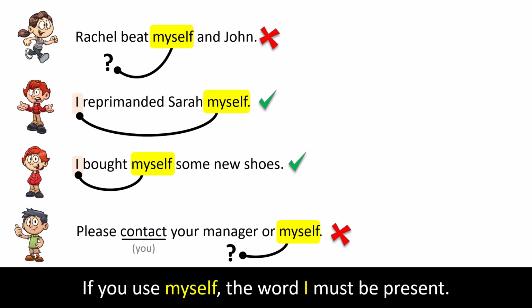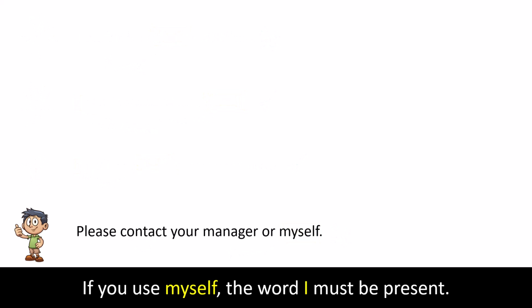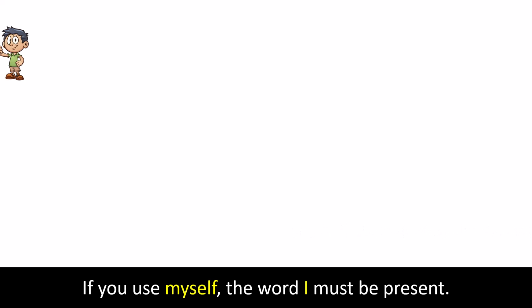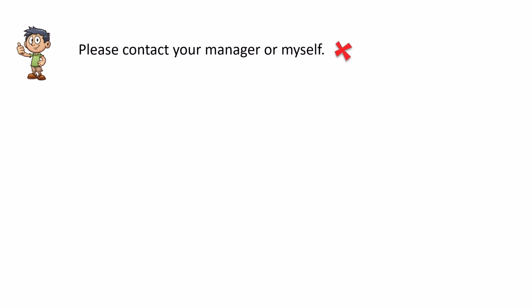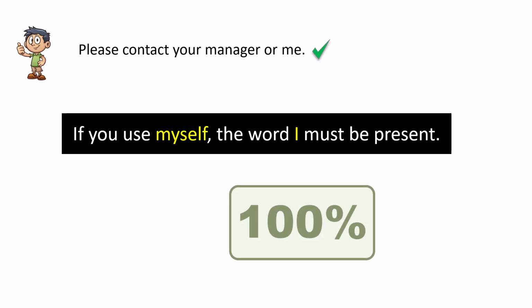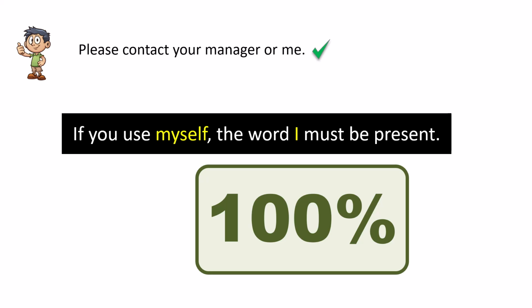Let's clear all of that. And let's correct this example. Let's take it to the top. Please contact your manager or myself. Well, we know that myself is wrong, so let's get rid of that. What we need is me. And this is correct. It's also good from the perspective that the first person pronoun me is at the end of the list. Here's our key point. Remember, this is a 100% rule.